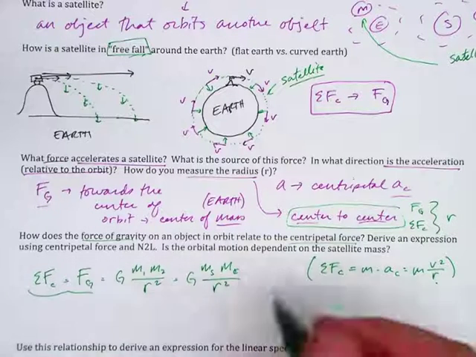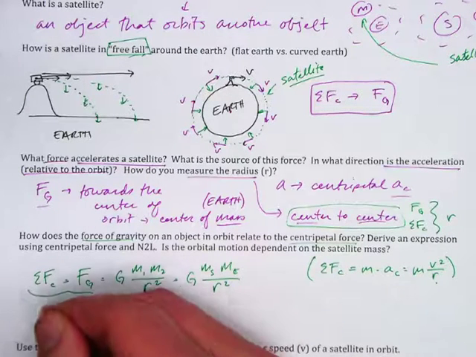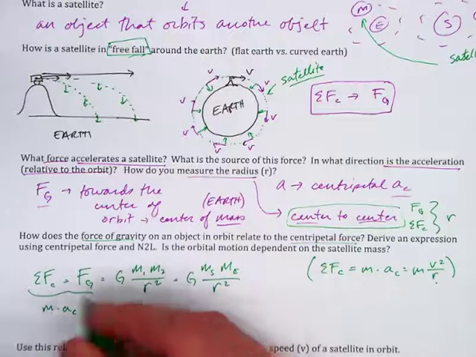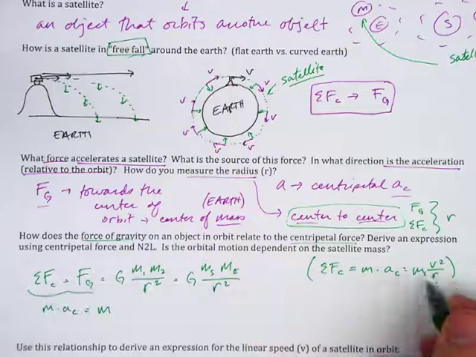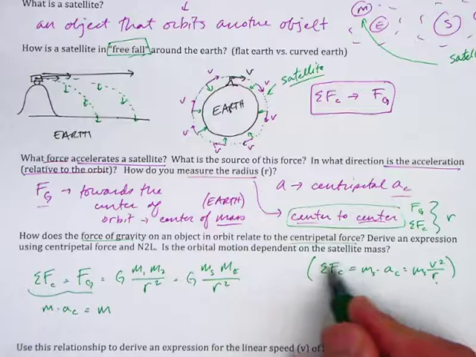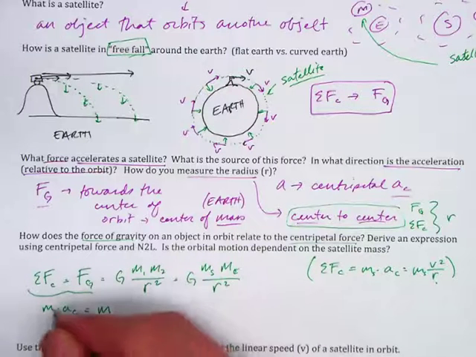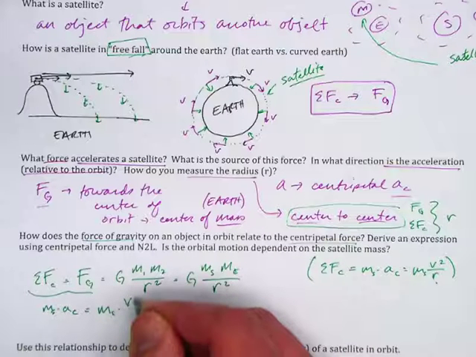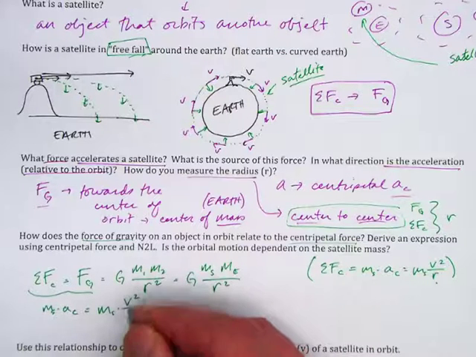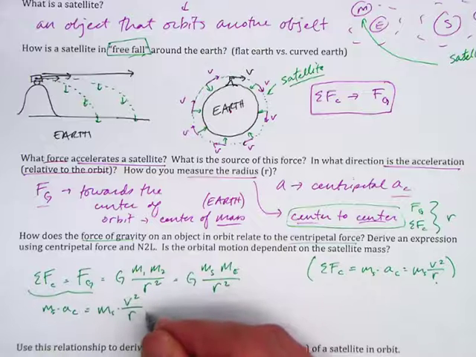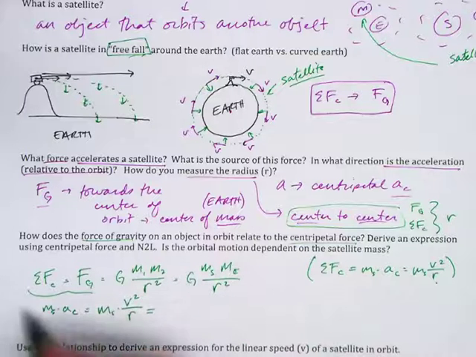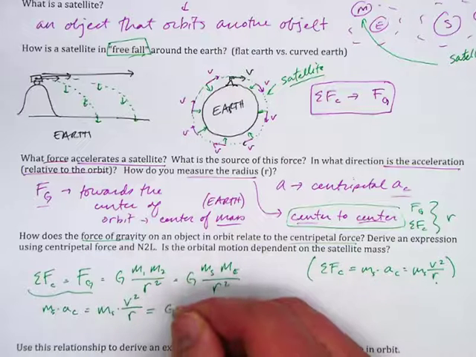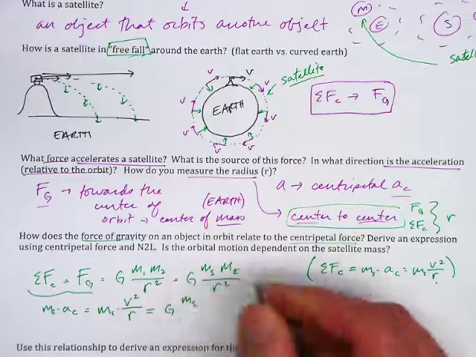So this F sub c becomes mass times centripetal acceleration. And now this is the mass of the satellite. Let me be specific here. That's the object experiencing the centripetal force. And this becomes mass times the speed of the satellite squared over the orbital radius. So on the left side, I have my expression for centripetal force. On the right side, I have my expression for the magnitude of the force of gravity.